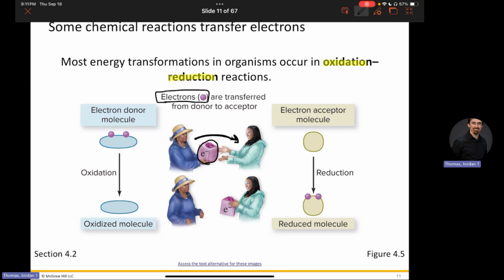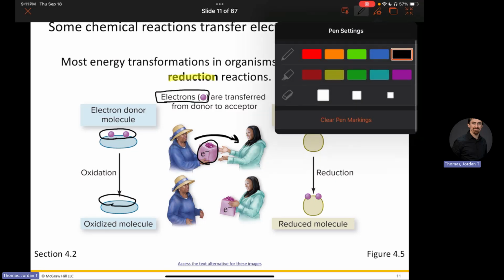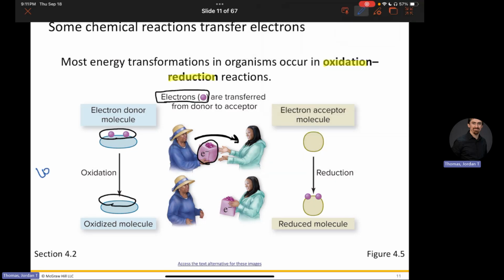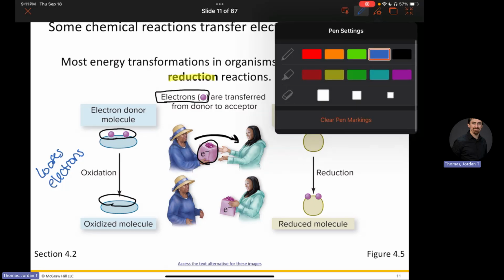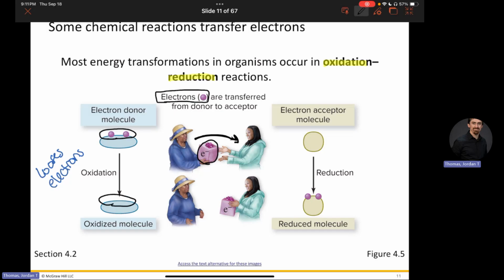In oxidation, we have a molecule that starts off with electrons and it loses them. So oxidation, think loses electrons. But in the flip, we have a molecule that doesn't have electrons that gains the electrons. So in reduction, we gain electrons.